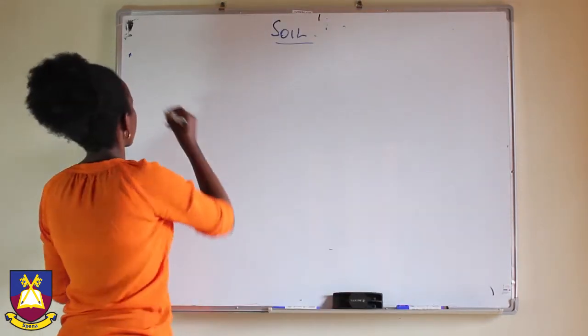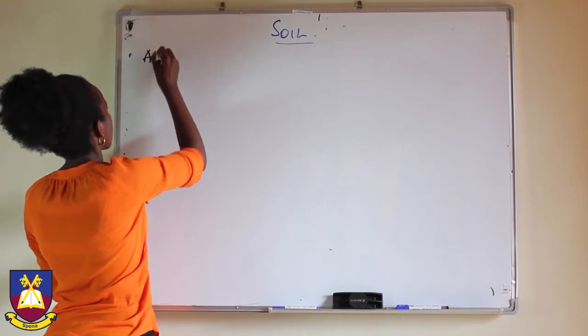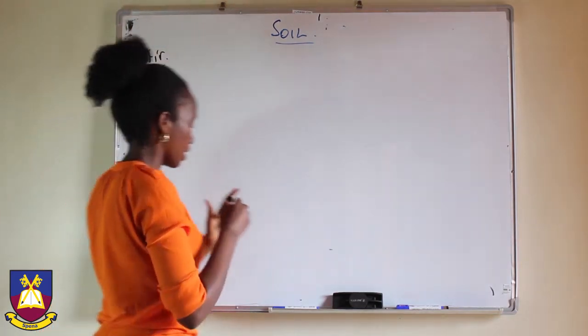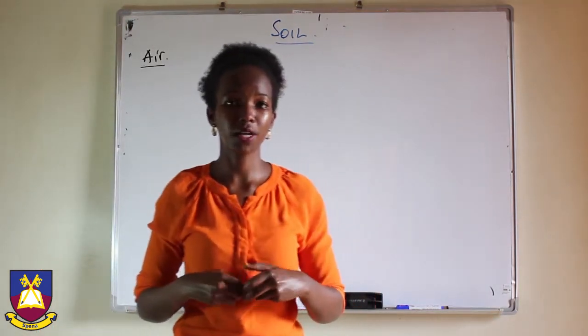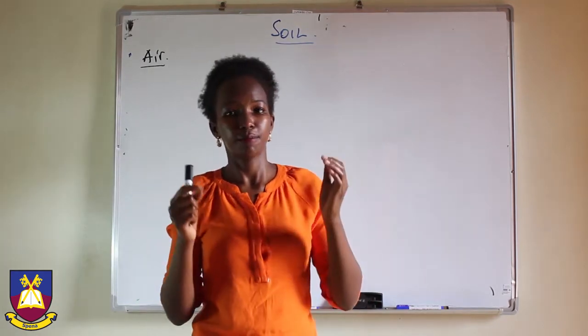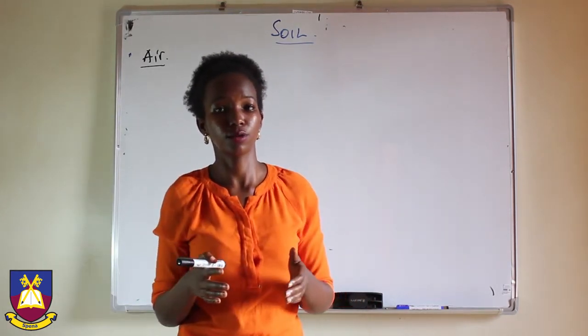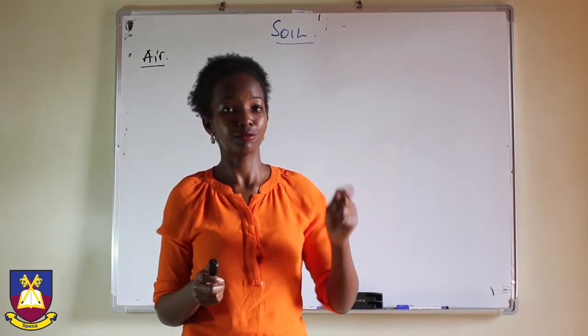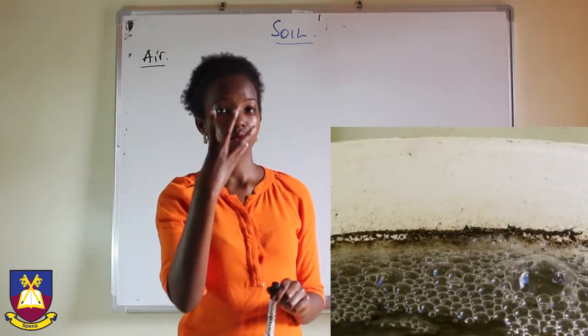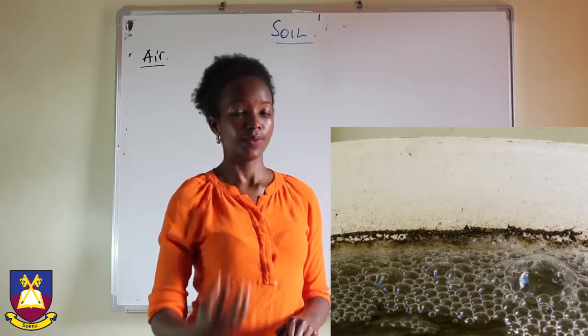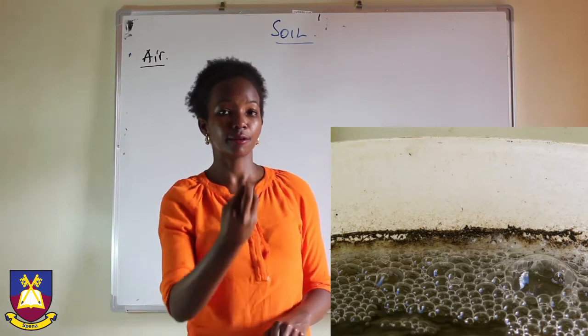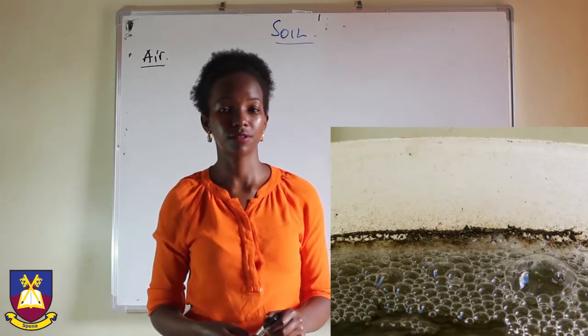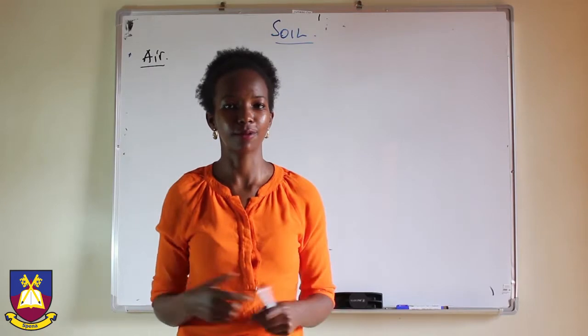Another component of soil is air. Is there air in soil? Yes, there is. How do I know? Because if I put soil in water, or I add water to soil, some bubbles will escape out of the soil. That is air escaping in form of bubbles to the atmosphere. So soil is made up of air.